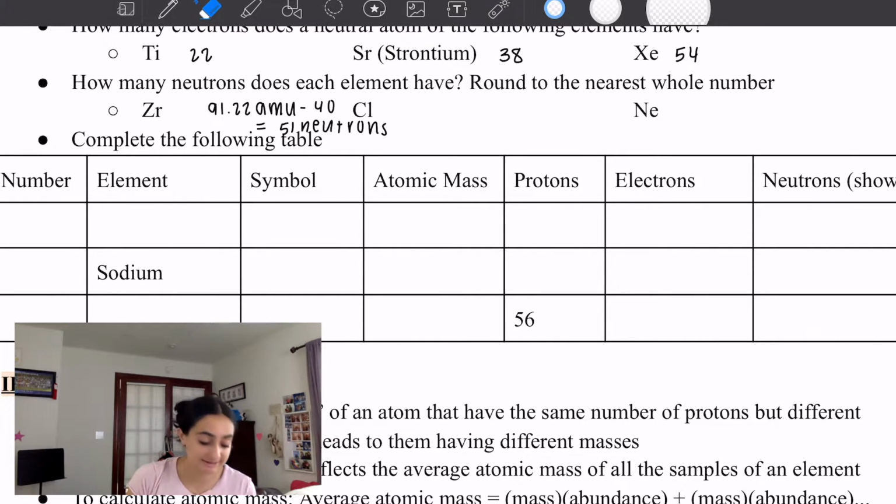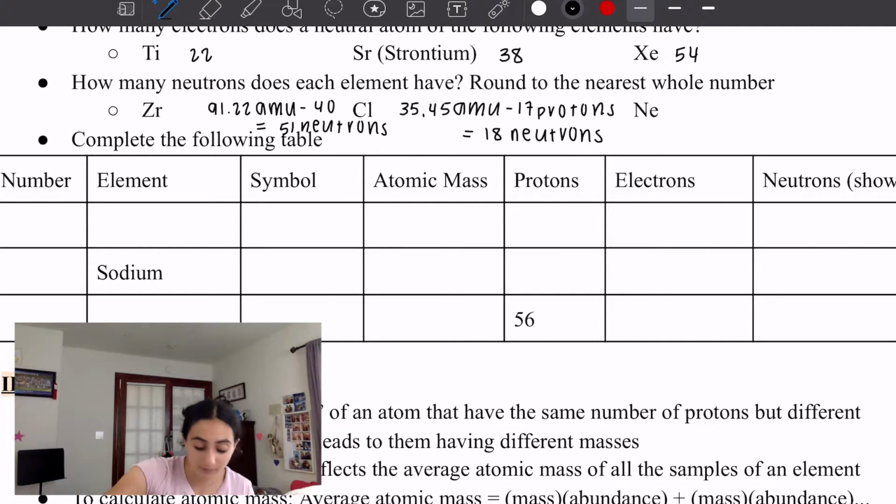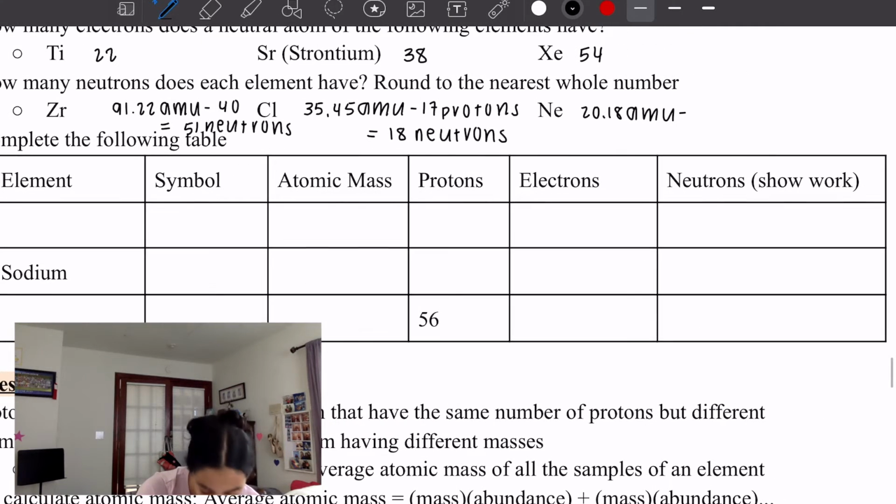Our next example, we have chlorine. Its atomic number is 17, and the atomic mass is 35.45 AMU. And then I'm going to subtract 17 protons, and I get 18.45, but rounded to the nearest whole number, that is 18 neutrons. Next, we have neon, which is atomic number 10, and its atomic mass is 20.18 minus 10 protons. Because of the atomic number, it will give us 10 neutrons.